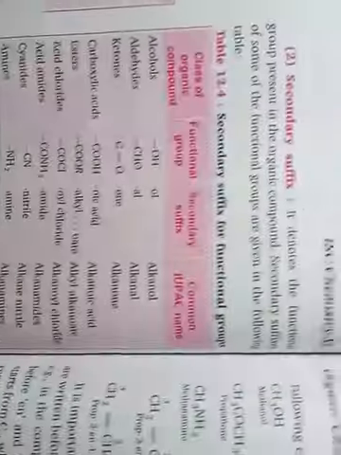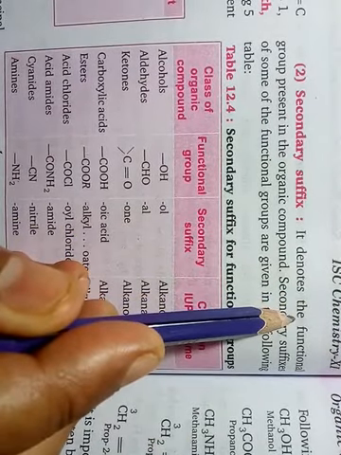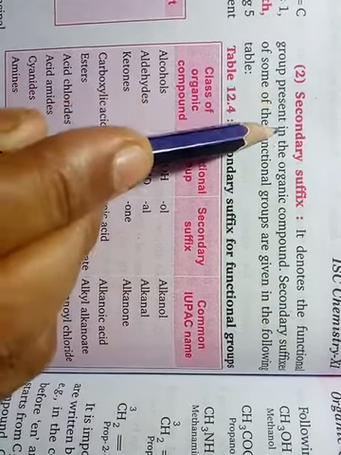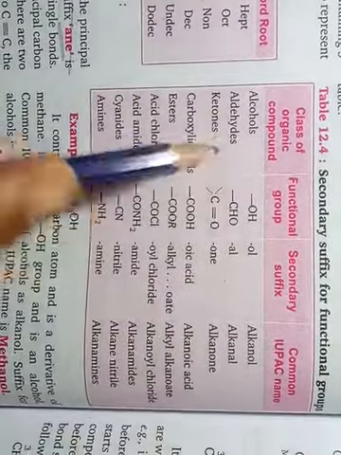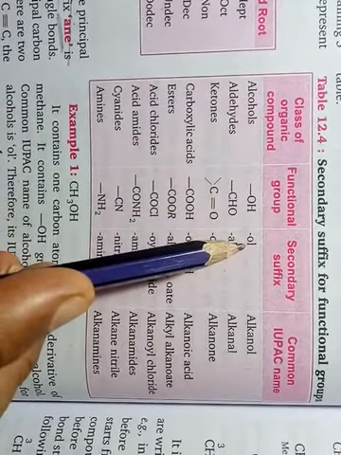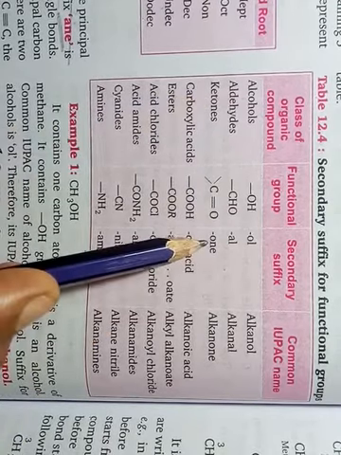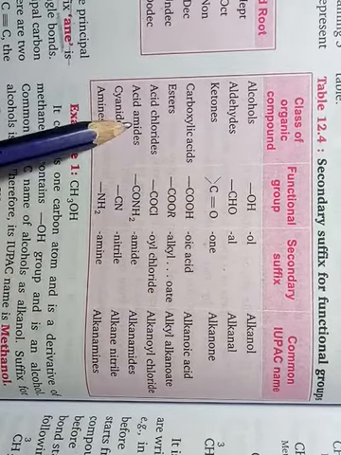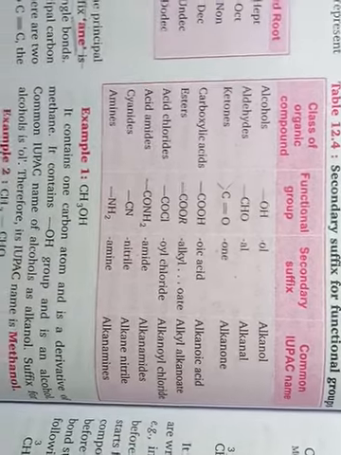Then the secondary suffix. The secondary suffix is based on the type of homologous series, and you know that the type of homologous series depends upon the type of functional group present in the organic compound. For example, alcohols, which have OH as the functional group, have "-ol" as the secondary suffix. Ketones have "-one" as the secondary suffix, with the carbonyl group as the functional group. Acid amides, with the functional group CONH2, have "-amide" as the secondary suffix, and so on.